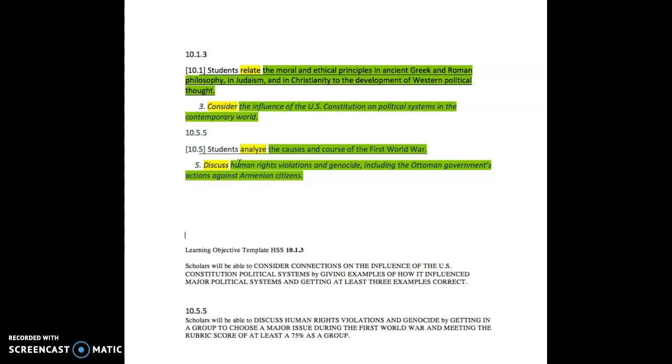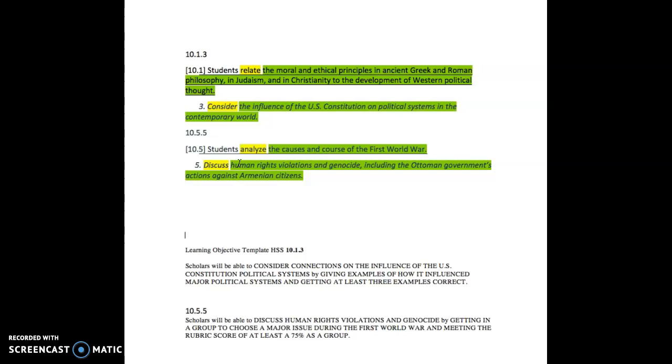As we go into the depth of knowledge for 10.1.3, it falls under level 3, which is strategic thinking and reasoning, and it's more so the reason something happens, the planning, having evidence, drawing conclusions, and all of these are used in 10.1.3. And then for 10.5.5, there's also a level 3 in the standard where it says analyze. That would fall under strategic thinking and reasoning.